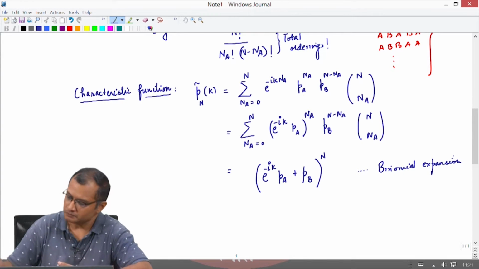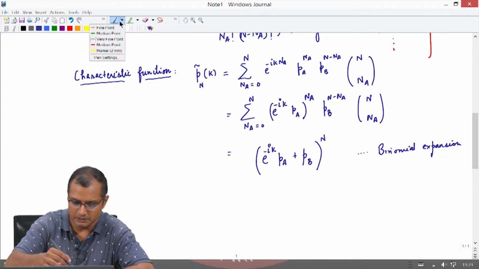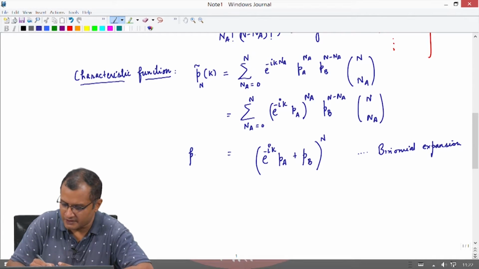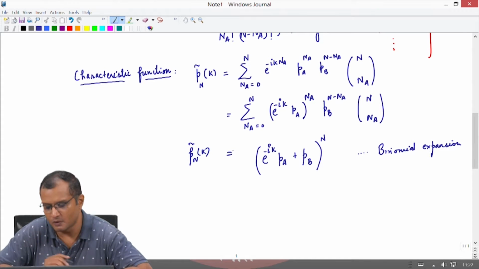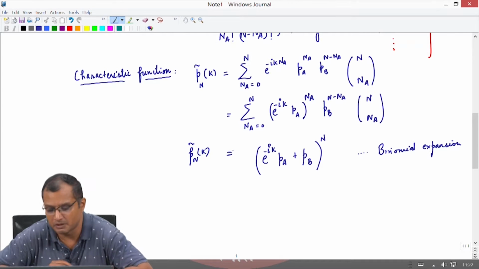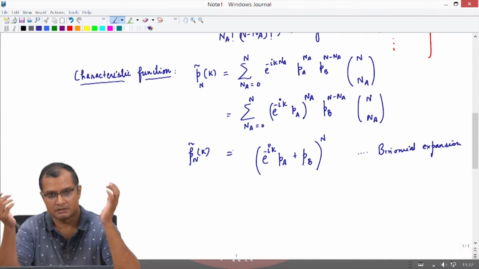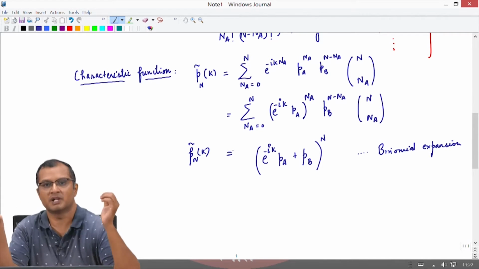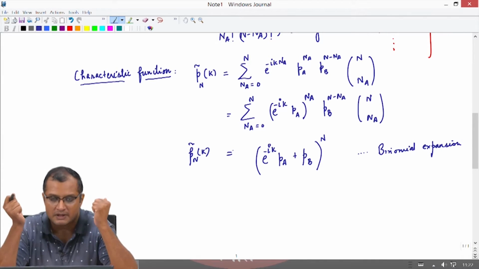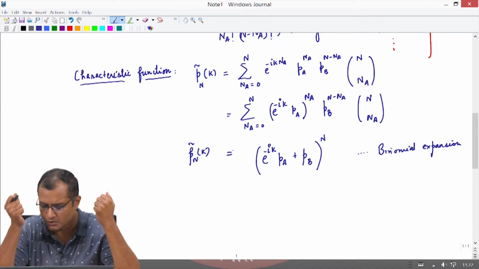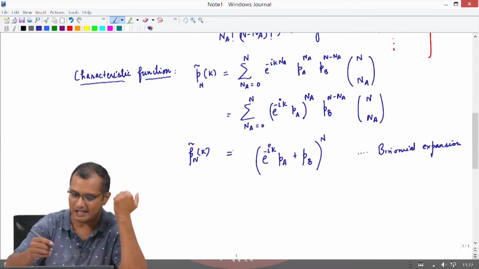Fine. So, you now have a characteristic function ready and you can do a lot of things with it. So, for example, you can now straight away go and compute the binomial moments of the random variable n a. You can also compute the cumulants, the first cumulant being the mean itself, the second cumulant being the variance of the random variable, the third cumulant being the skewness of the random variable, and the fourth cumulant being the kurtosis of the random variable. All these cumulants and the moments can be computed once you have the characteristic function.